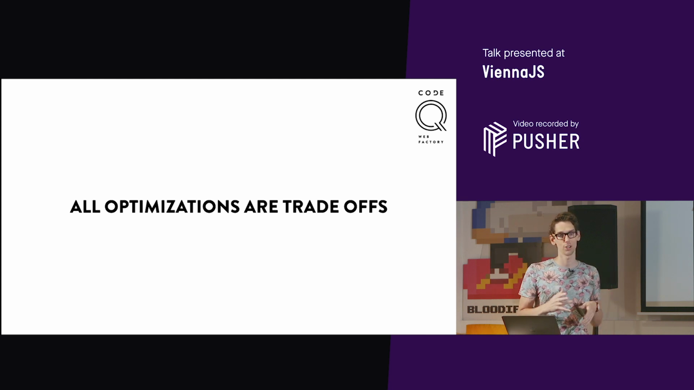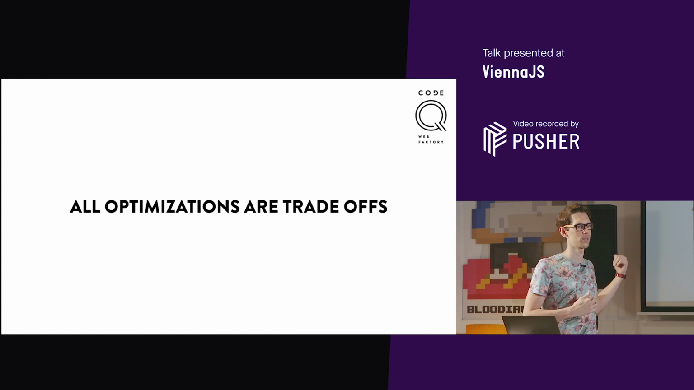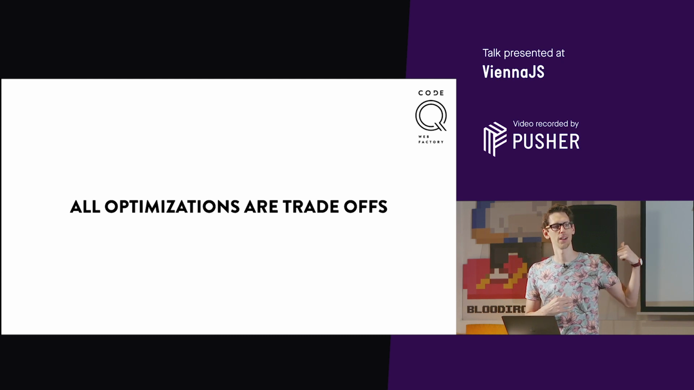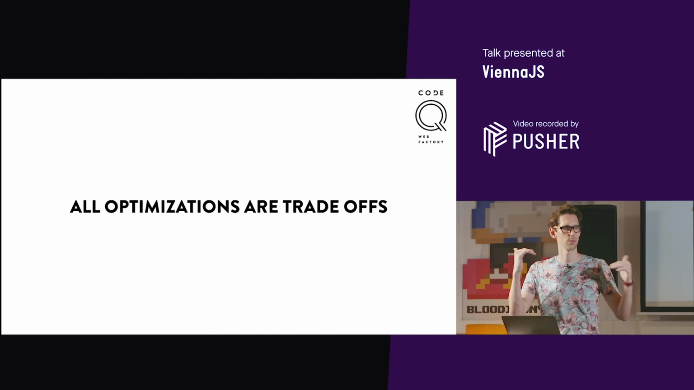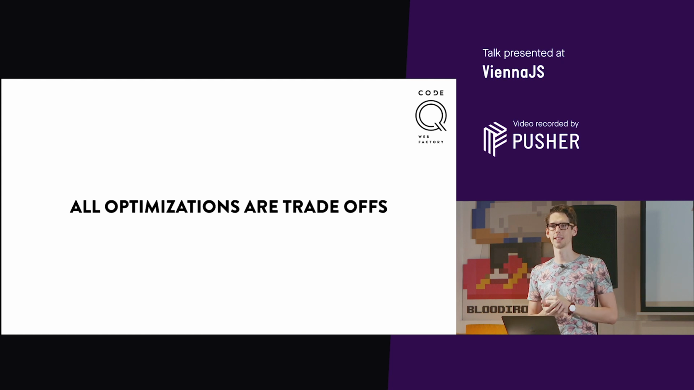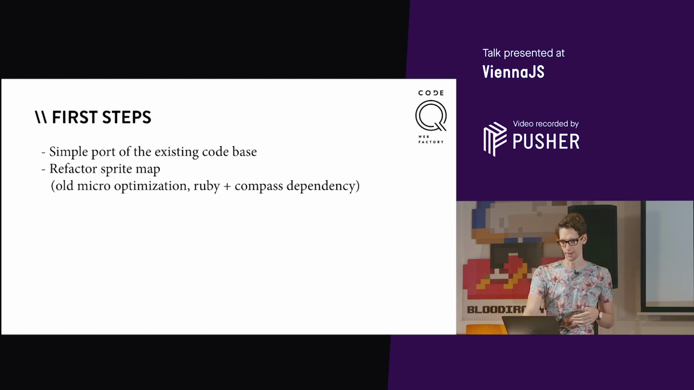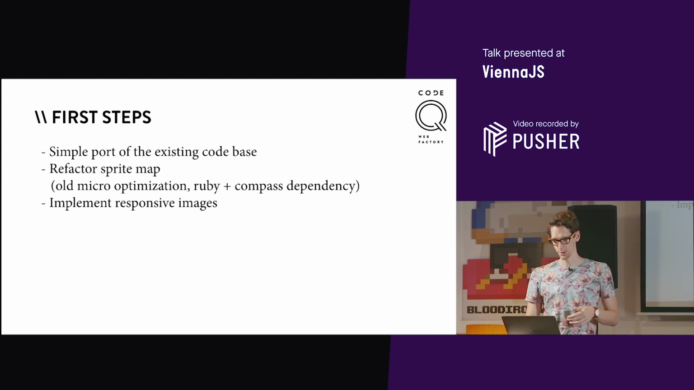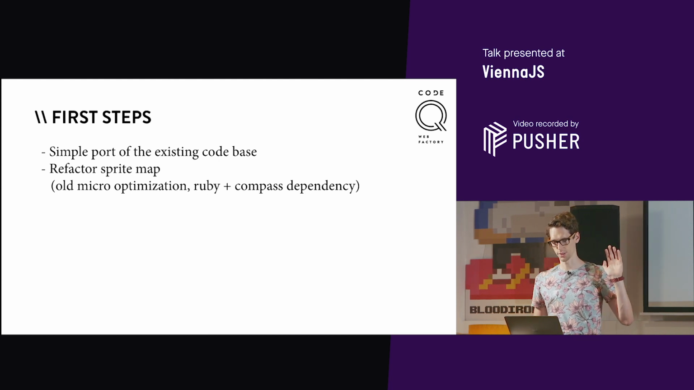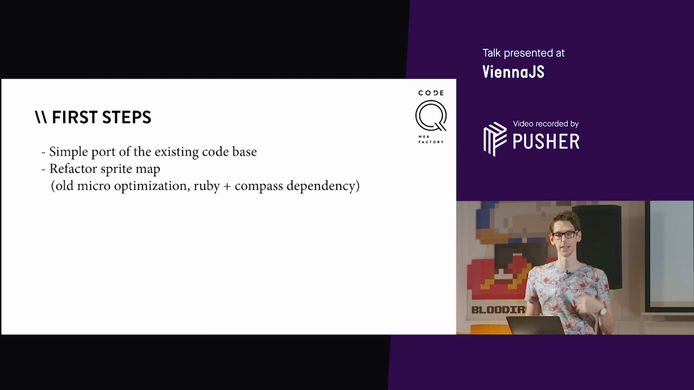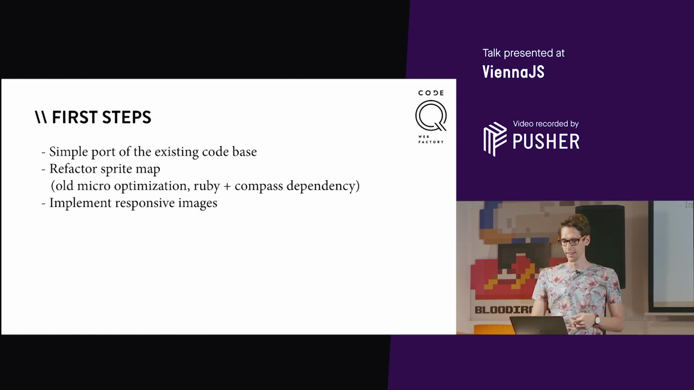Also, all optimizations are trade-offs. Things like the sprite map optimized the speed, but it made development more complex. And you should always try to find a trade-off that makes sense, so you don't optimize everything. So I said, okay, we don't need sprite maps anymore. Let's just include them as normal icons, and the code became easier.